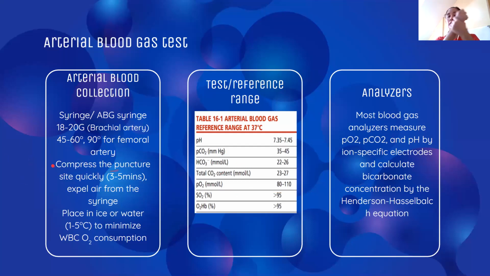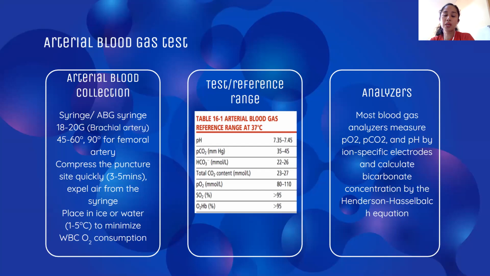So, ang tinutusok natin, class, yung mga pulses natin. Pwedeng sa brachial artery, sa radial artery, class. Sa femoral artery, yan. Inguinal artery, pwede rin. So, class, to collect your ABG, actually, we use a syringe.